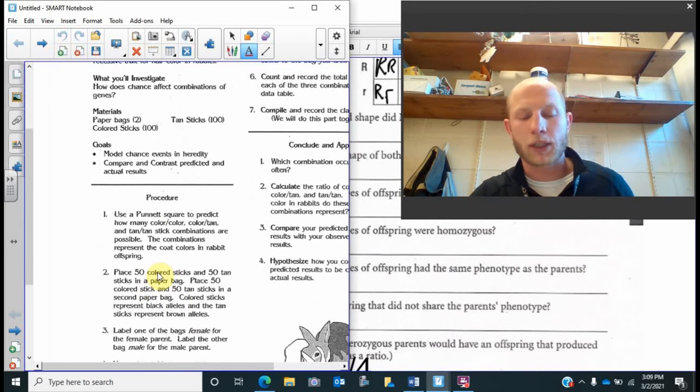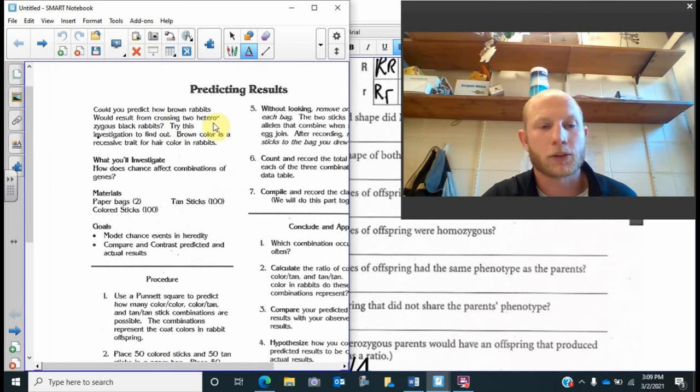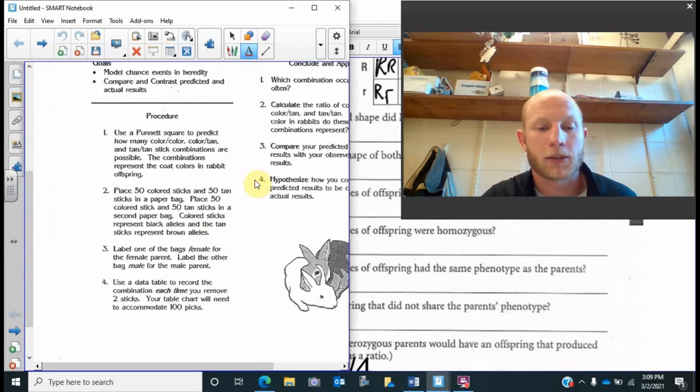And then how do we know what's dominant? How do we know what's recessive? Well, it says right here, colored sticks represent the black alleles. We know black is dominant because up here it says crossing 2 heterozygous black rabbits. So if they're heterozygous, this is the big R, little r guy right here. This is an individual, right? That's their genotype. We know that the dominant will always mask the recessive. And so if an organism is heterozygous and displaying a trait, that trait must be dominant. And so black is dominant here. Therefore, the colored sticks represent the black alleles, and the tan sticks represent the brown alleles. Brown must then be recessive.